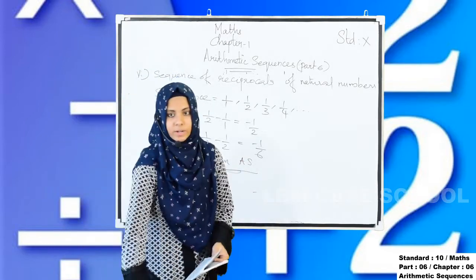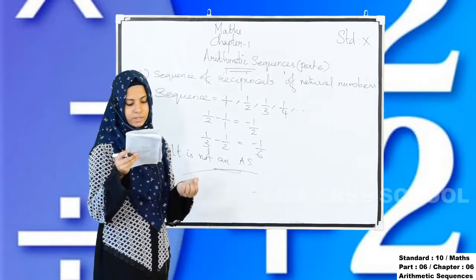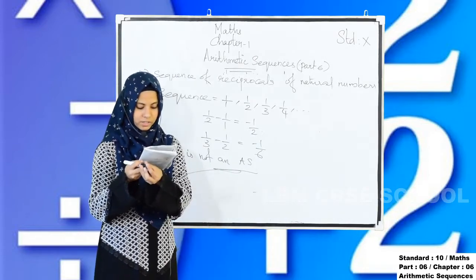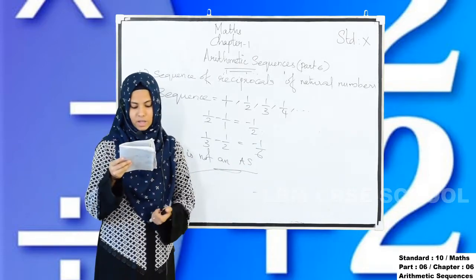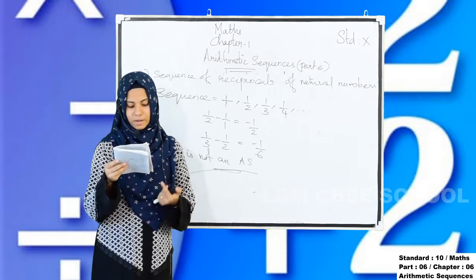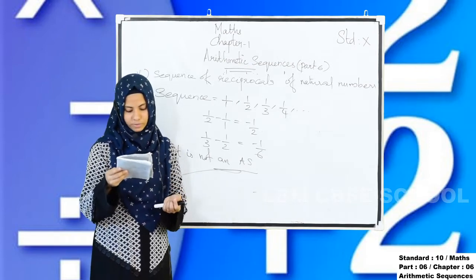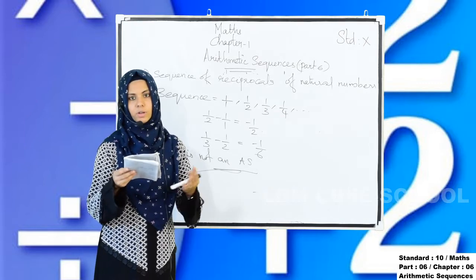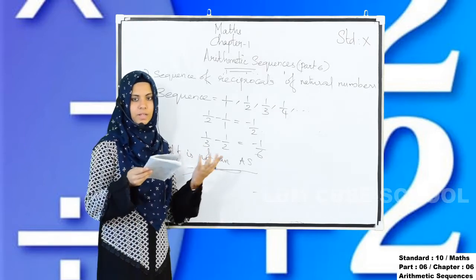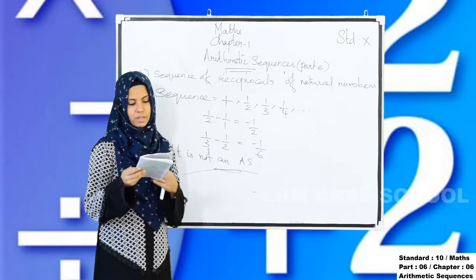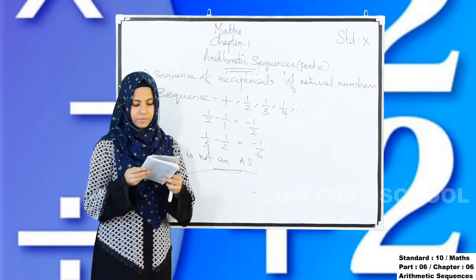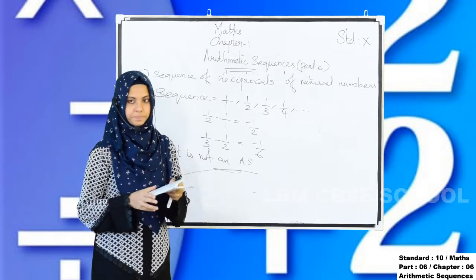So now we have done the first question, that is, check whether each of the sequences given below is an arithmetic sequence. Give reasons for the arithmetic sequences, and write the common difference of the following also. So there were 5 sub questions. We have done those 5 sub questions. I hope you understand that. Then we are moving to the second question.